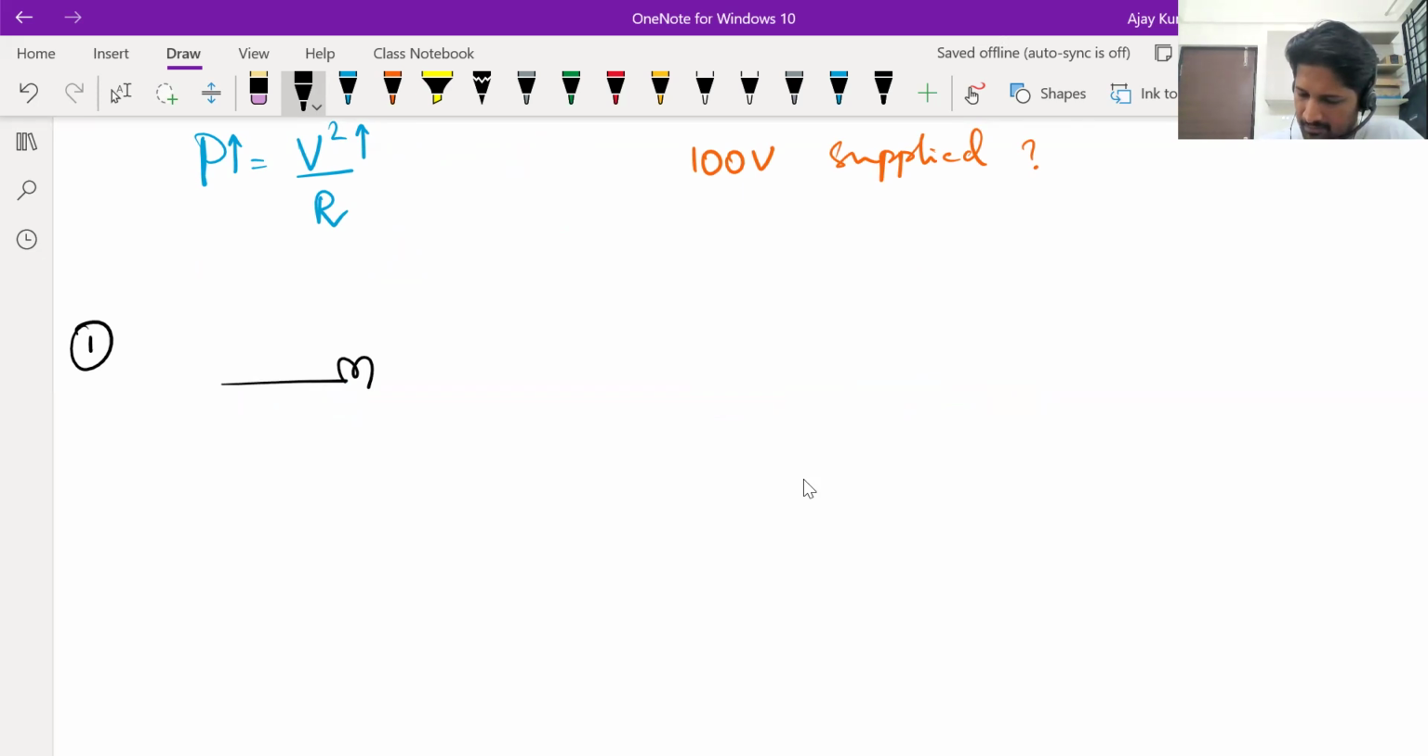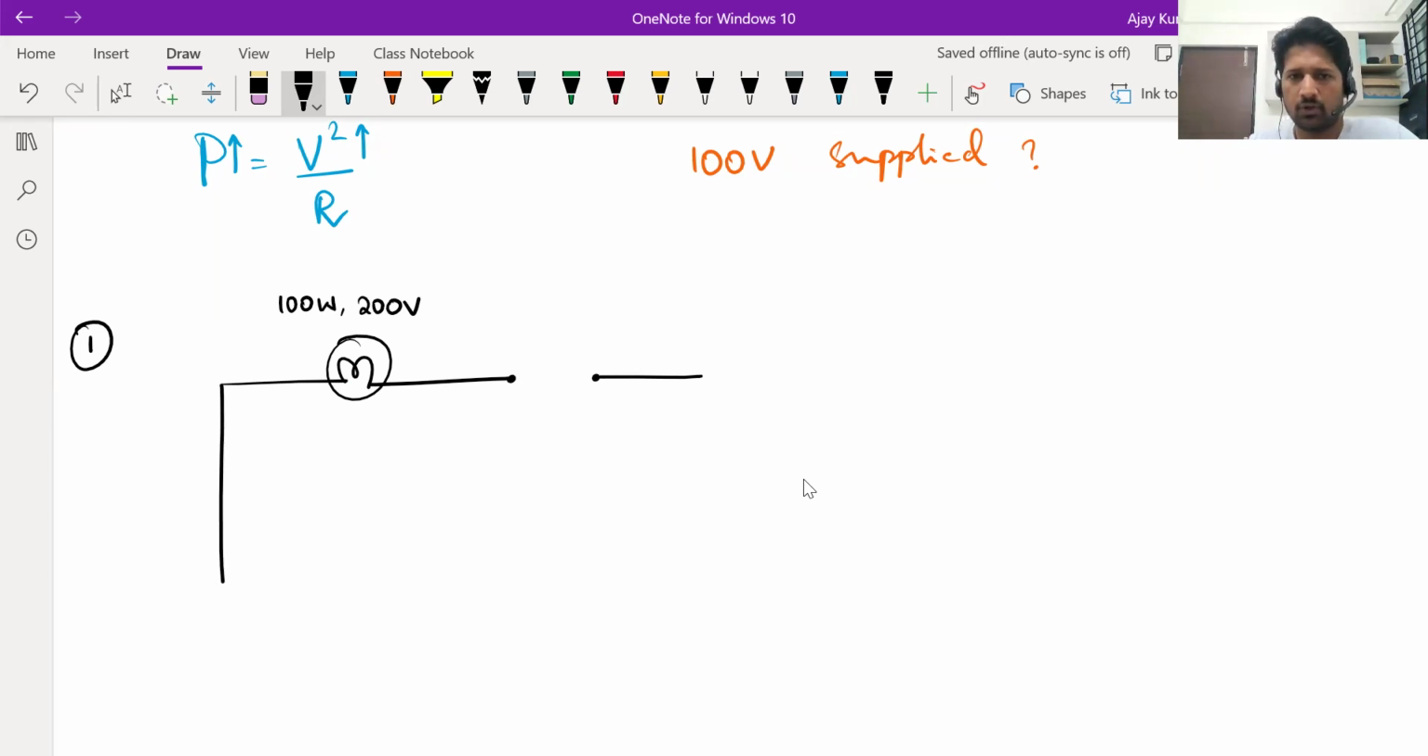Try this question. Suppose there's a bulb rated 100 watt, 200 volt itself. Now, if you apply a voltage more than 200 volt to it, we know it will get fused. Getting fused means too much current passing through a wire that the wire melts due to the heat. That is what we call getting fused. So if more than 200 volt is applied, it will get fused.